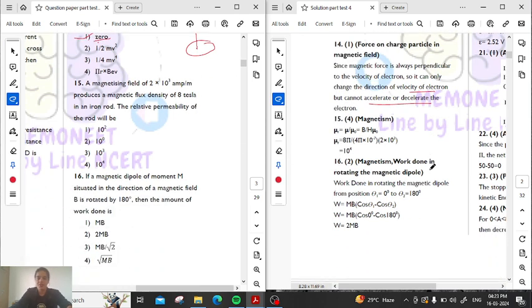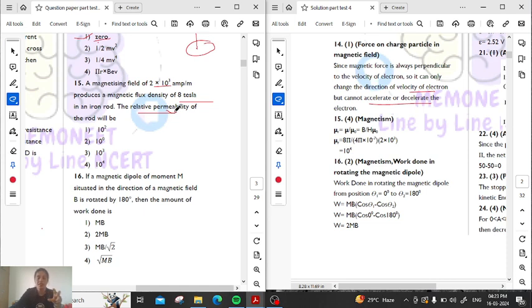Now let's move to the 15th question, which says a magnetizing field of some ampere per meter, this is given, produces a magnetic flux density of 8 Tesla. We have been given the flux density also, in an iron rod. The relative permeability of this rod will be, we need to find the relative permeability. So see, this chapter is from magnetic field? No, this is from magnetism, because in this particular question we are dealing with a magnet. This kind of concept is in magnetism only.